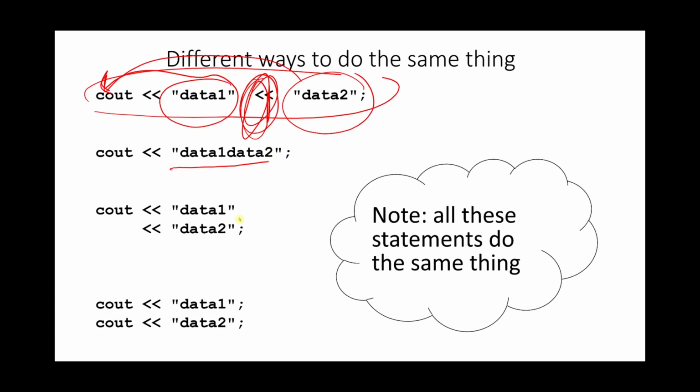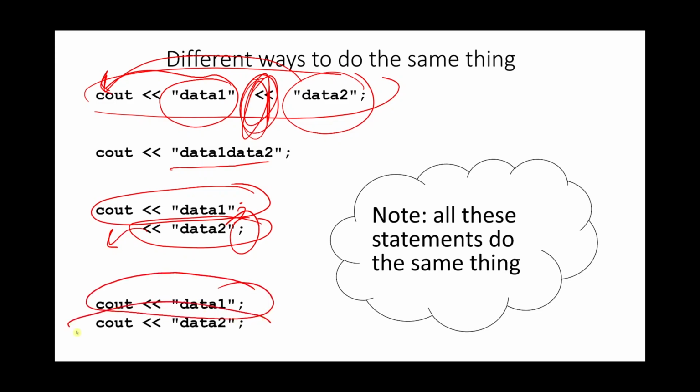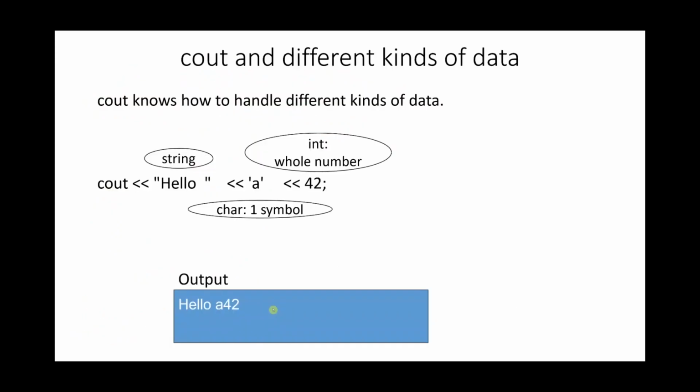You can have them both in separate lines, but they're actually one statement, because how do we end a statement in C++? By having a semicolon. Like if we put a semicolon in here, then this is going to produce an error. Why? Because this statement printed data 1, but this statement is not putting into anything, so this is an error. These are two separate statements, which is good.